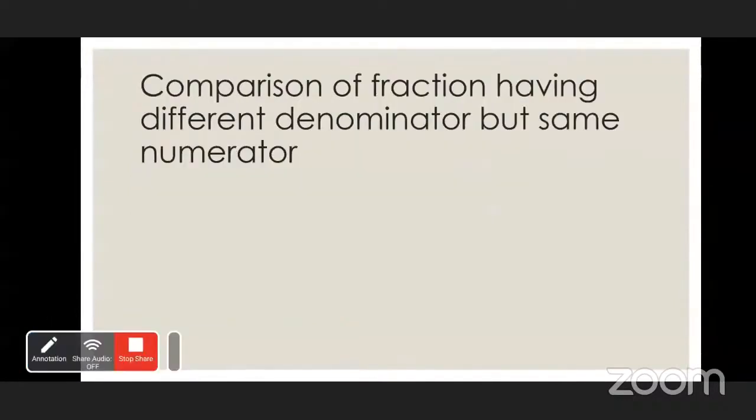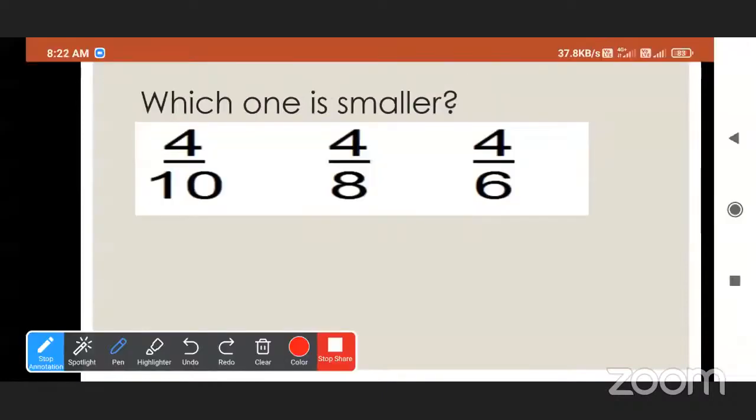Okay, comparison of fractions having different denominators but the same numerator. Are these like fractions or unlike fractions? Unlike fractions, because the denominators are different numbers. So 4 upon 10, 4 upon 8, or 4 upon 6. Which one is the smaller? 4 upon 6. Why is it small? Because the denominator is smaller. Okay, we will see that.